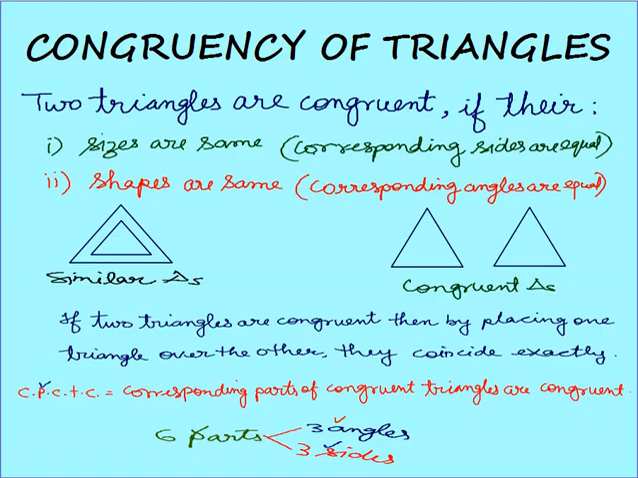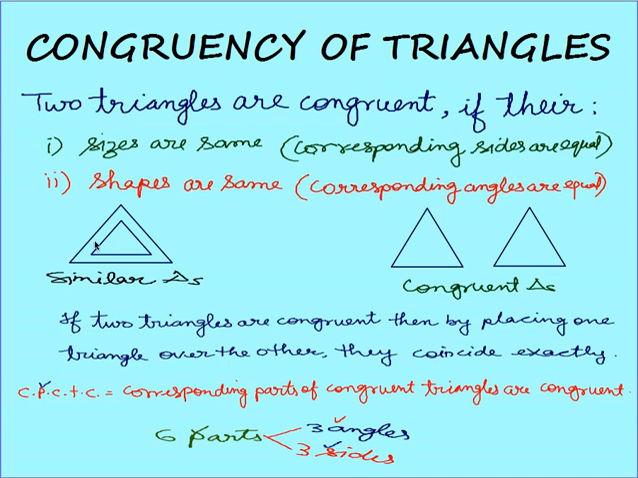Let us begin with the topic congruency of triangles. Two triangles are congruent if their sizes are same and their shapes are same. So, size and shape both are same. Size means corresponding sides are equal and shape means corresponding angles are equal. If you talk about similar triangles, their size may differ but their shapes are same.